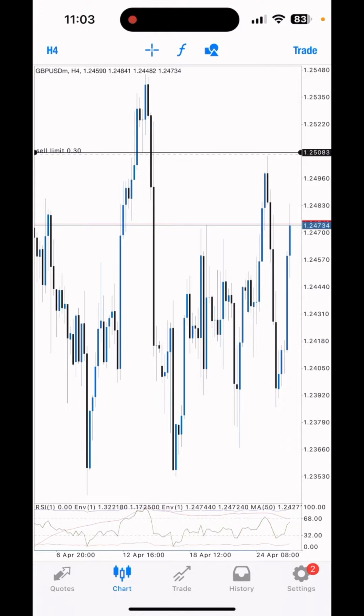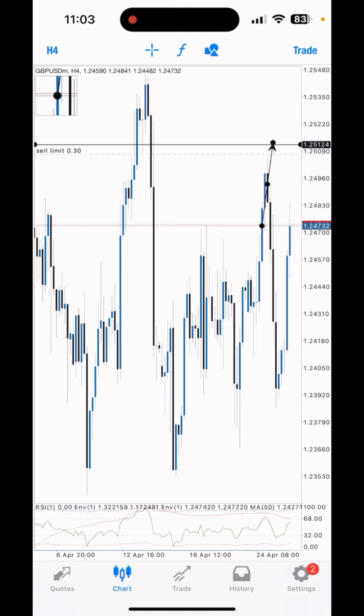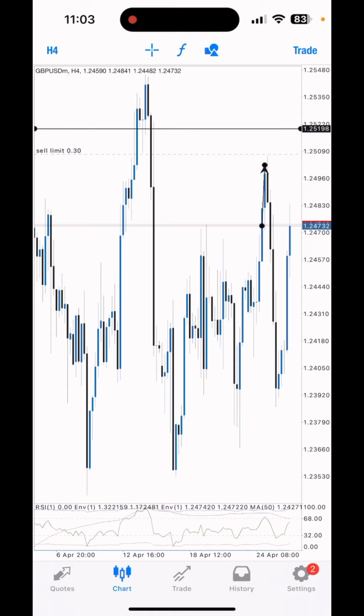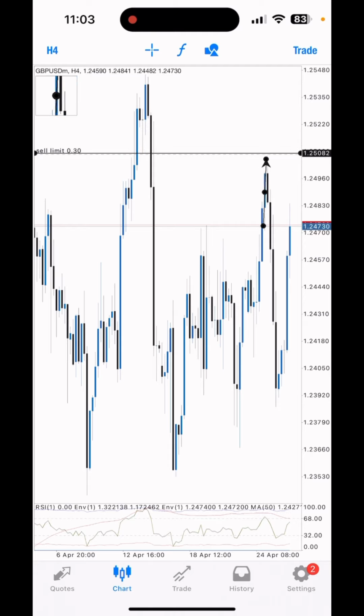So once price gets to this point, I feel like it will break this resistance and continue. Maybe from here now it will continue. So what I want to do is set a buy stop.